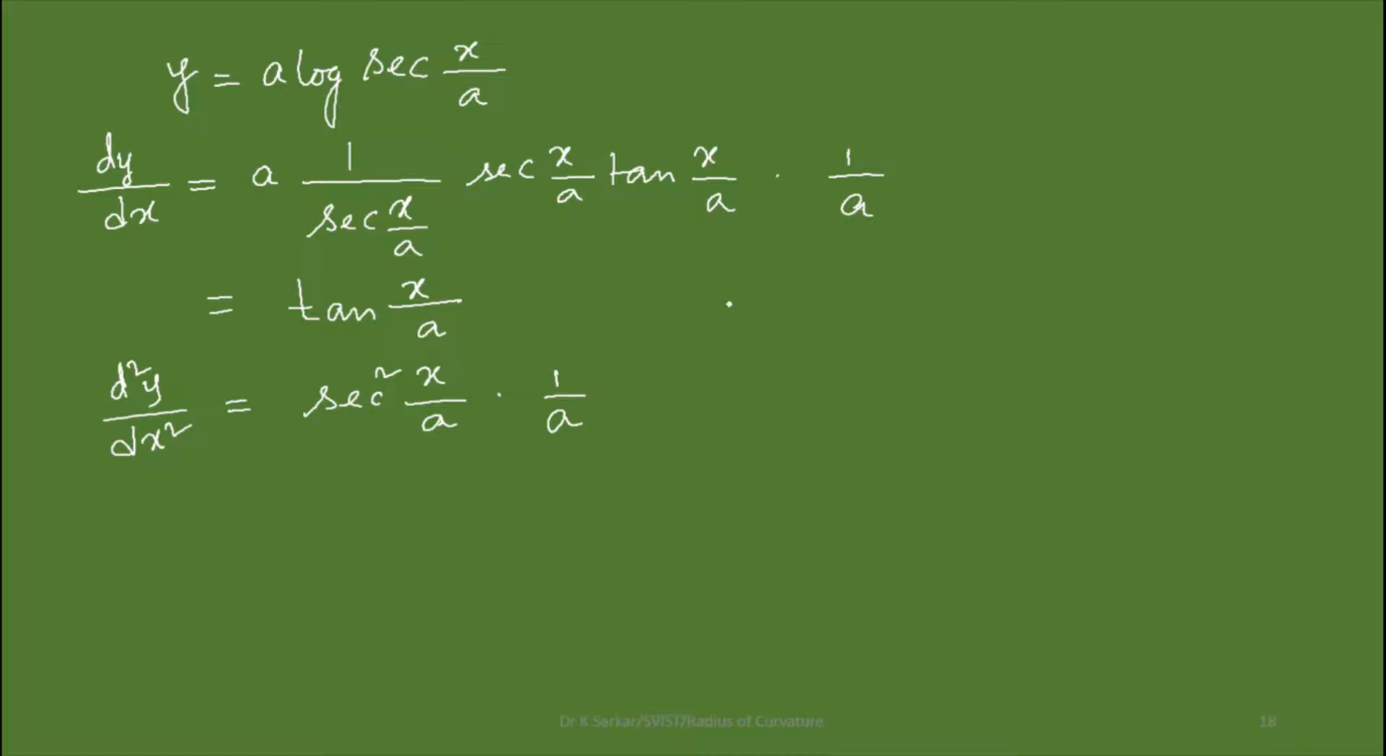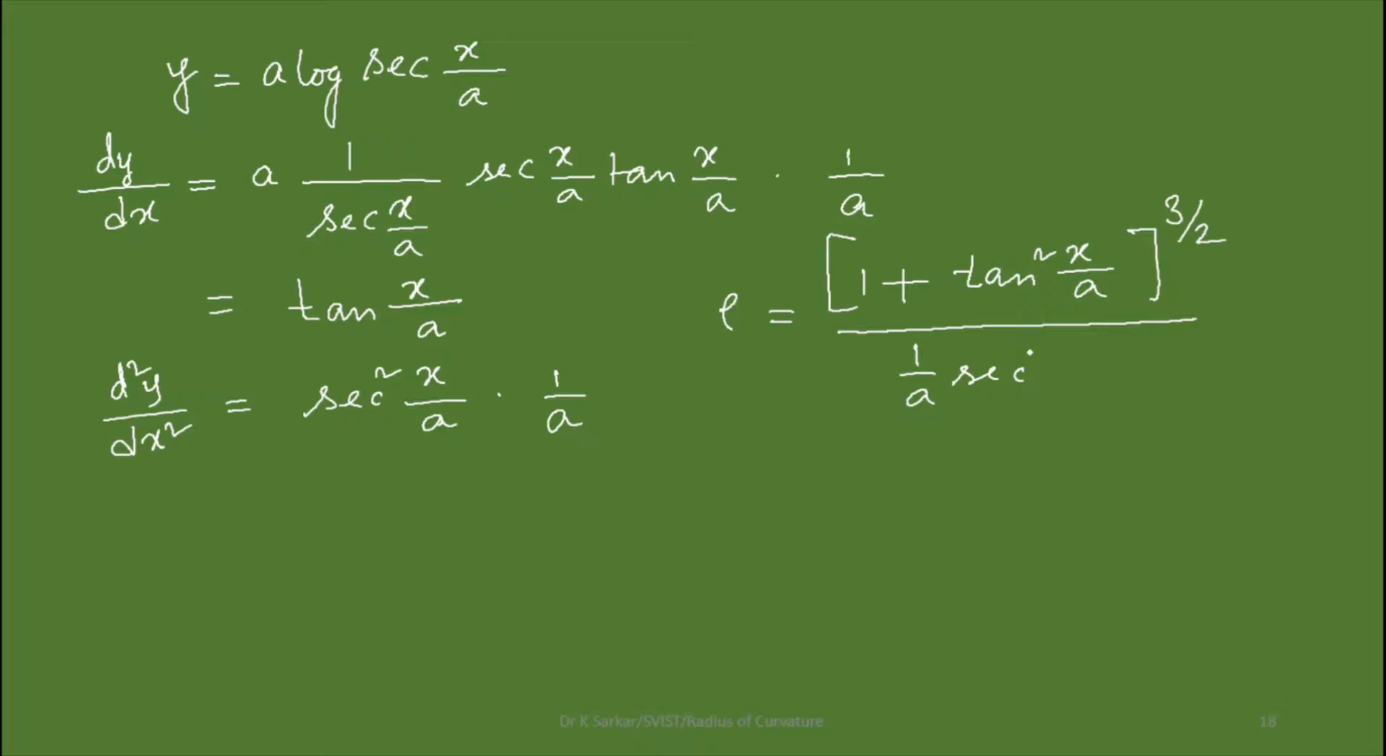Now let us find rho. Rho is (1 plus (dy/dx) whole square). (dy/dx) whole square is tan square(x/a). This is to the power 3 by 2. And below, y2, that is 1 by a sec square(x/a).